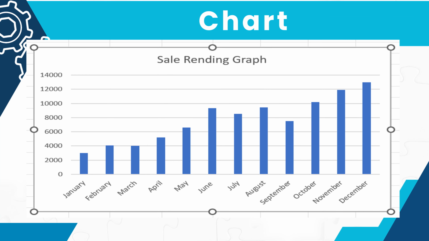Chart. This is an example of the sales trending graph from January to December. You can see easily how the sales go high and low and go high again, with an easy look at this infographic, or the information from graphics.